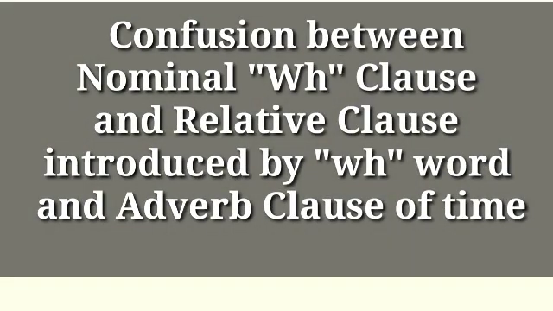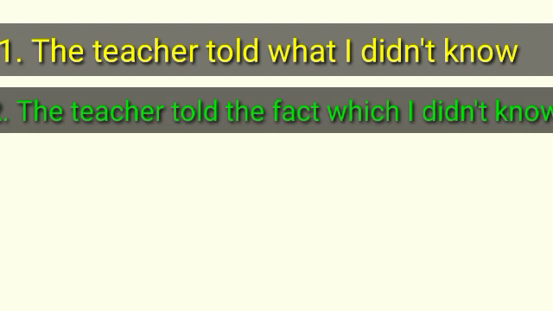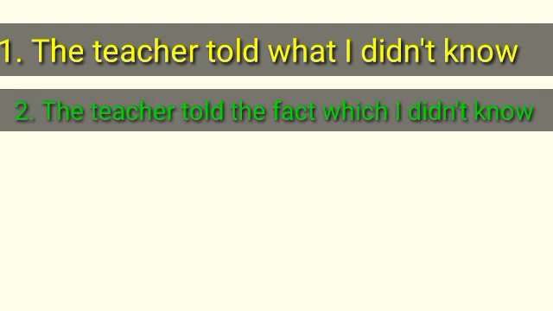Now, let's move on to confusion number 2. Confusion number 2 is the confusion between nominal finite WH clause and relative clause introduced with the help of a WH word, and adverb clause of time, because an adverb clause of time is also introduced with the help of a WH word. So this can also be a confusion. We have to understand three different clauses. See these examples. The first example is the teacher told what I didn't know. And the second example is the teacher told the fact which I didn't know.